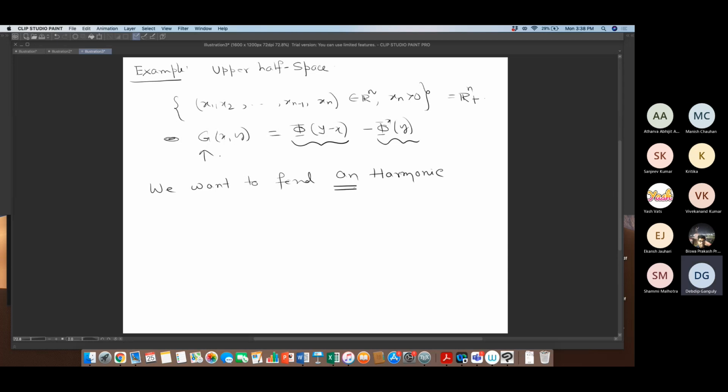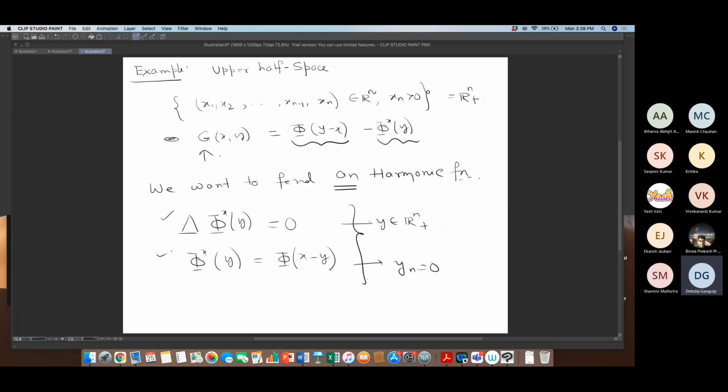And I said it may not be unique, right? Harmonic function. What is this? Laplacian phi(x) equal to 0, and it should satisfy the boundary condition when y_n equal to 0, and this is when y is in the whole space R^n_+. Okay, we want to find this harmonic function.